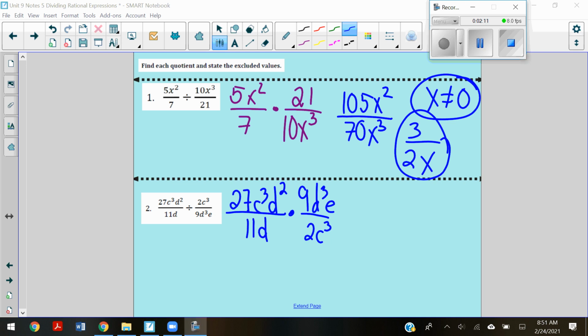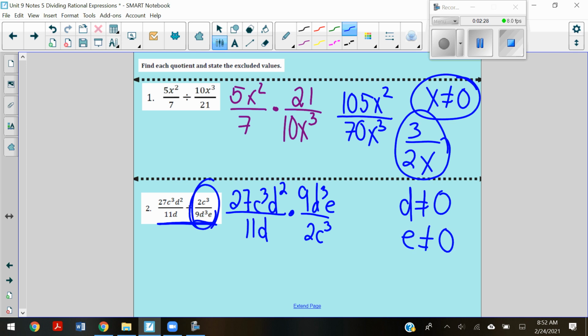We probably actually want to find our excluded values here when we have a division, and then we're going to have to double check to make sure we got it all in this flipped fraction. So really, we want to say d cannot equal 0 and e cannot equal 0, and that comes from this original. But then here we need to also include c cannot equal 0. Okay, so we're finding excluded values all over the place.